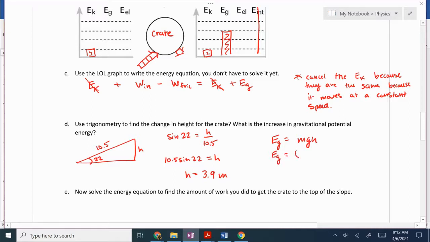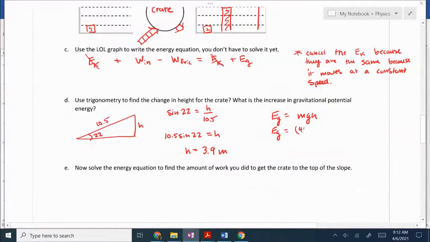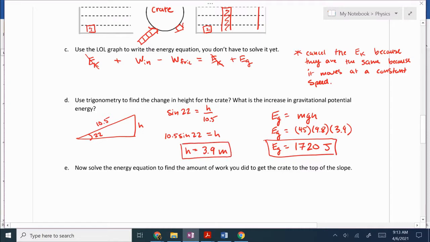So let's see here, m, pretty sure we're given that up above, 45 kilograms. So 45 kilograms times 9.8 times the height, 3.9. That means that the gravitational energy has increased 1,720 joules, depending on how you round. So those are the two things that we were asked to find in that question.